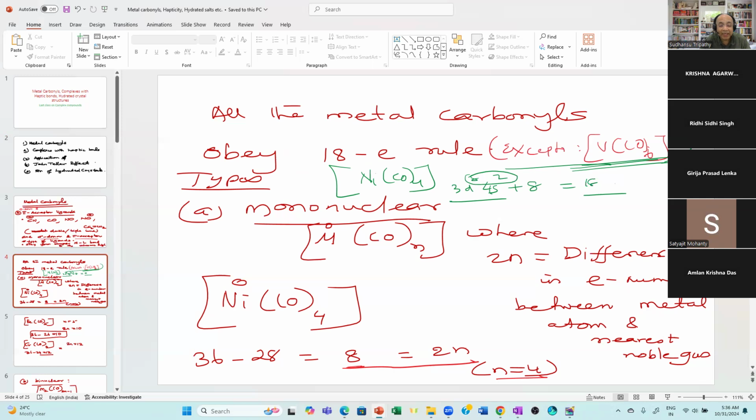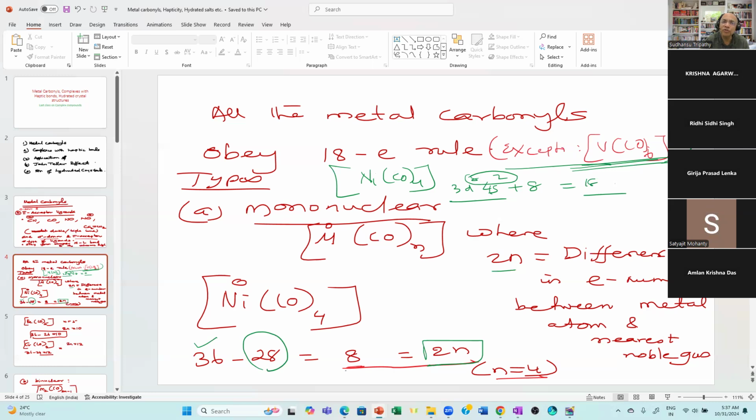n is nothing but half of the difference in electron number between the neutral metal atom and the nearest noble gas. That means 2n is equal to the difference in electron number between the neutral metal atom and the nearest noble gas. For example, nickel, the atomic number is 28. The difference is always positive. So the nearest noble gas is krypton, 36. So 36 minus 28 is 8. 8 is 2n. So divided by 2, n is equal to 4.